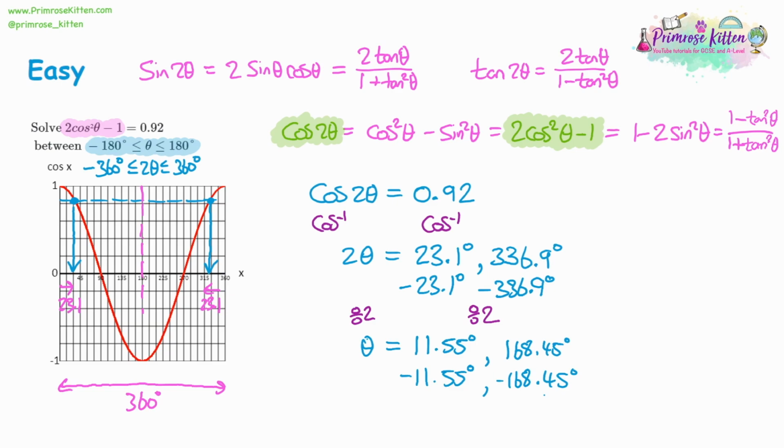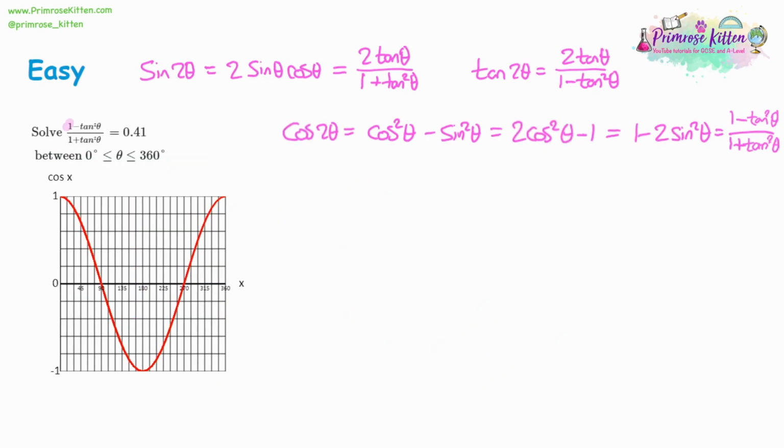So again, always work to a couple of decimal places extra than what you want at the end. So if I wanted 1 decimal place at the end, then the 2 theta should have been to 2 or 3 decimal places.